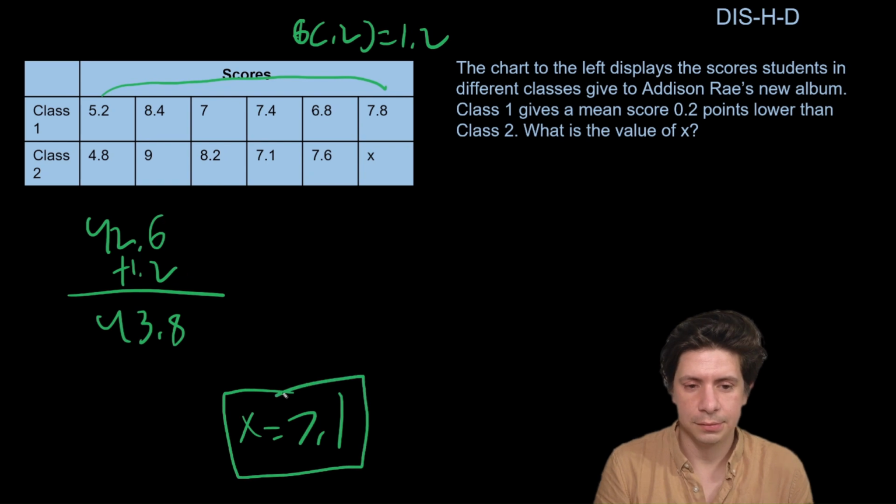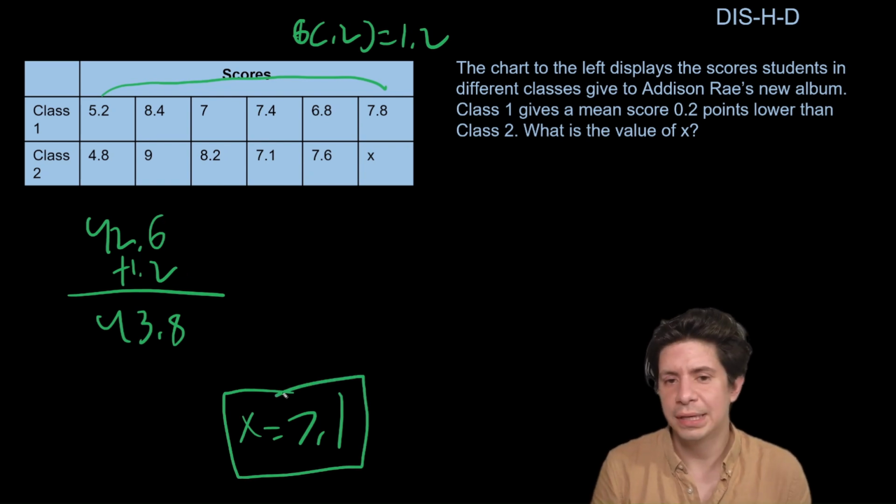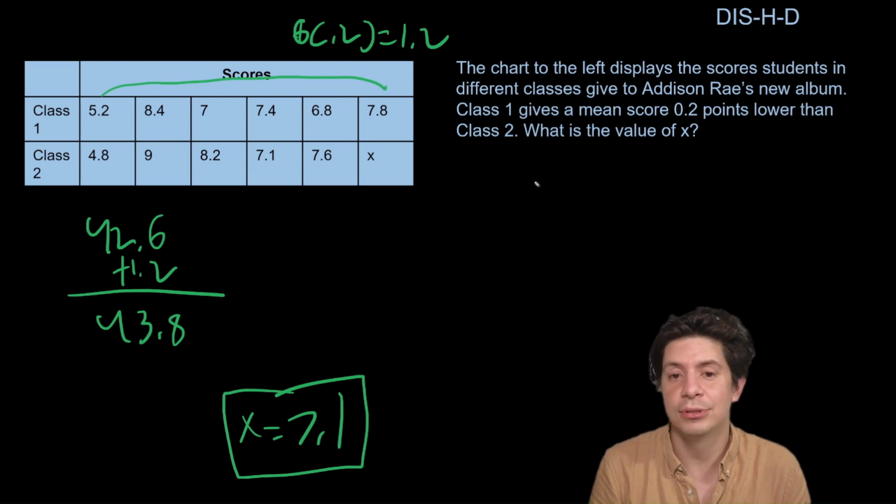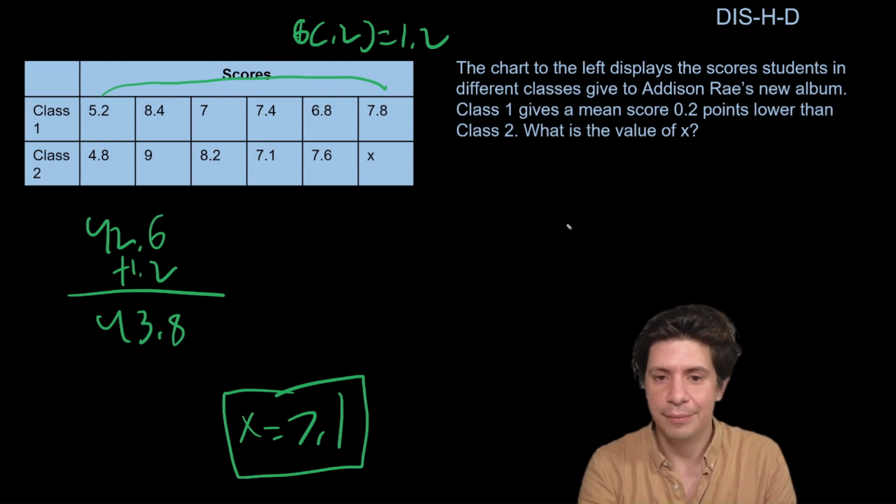It's a little tricky, and you want to make sure that class 1 is 0.2 points lower. If it had been class 2 was 0.2 points greater, you would take away that value. So just be careful with the wording.